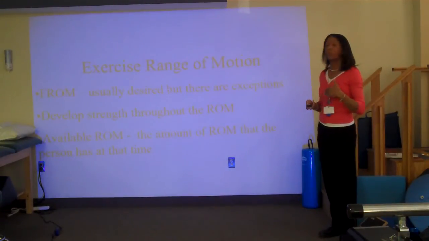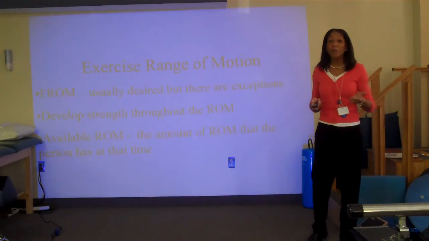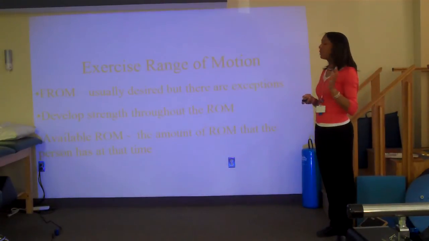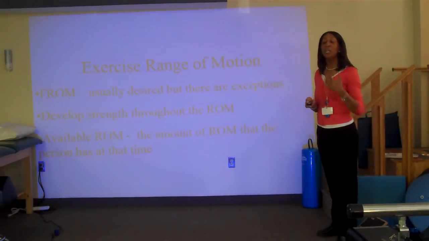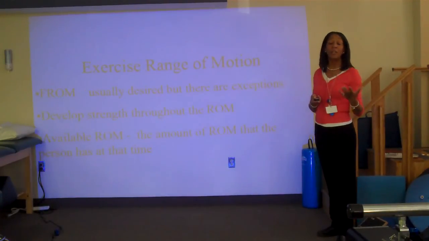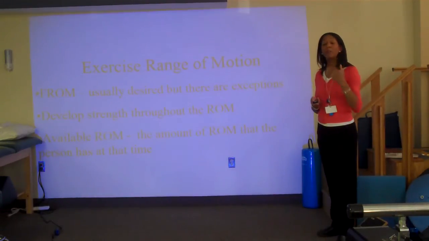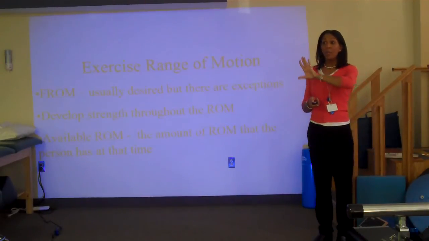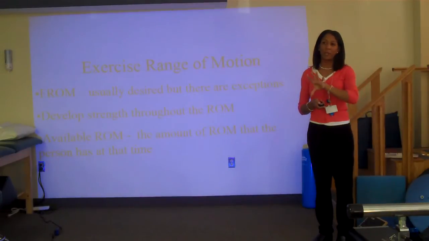So when we look at the exercise range of motion, obviously full range of motion would be preferred, but we don't always have full range of motion available to us. So obviously it's usually desired, but there are exceptions to that. Sometimes there's increased risk with using full range of motion. So you want to make sure you use the appropriate range of motion, or sometimes the available range of motion, making sure that we're able to develop strength throughout the range of motion. If you're always doing full, then you start from one at the beginning point, you go all the way to the end, but what happened in the middle?